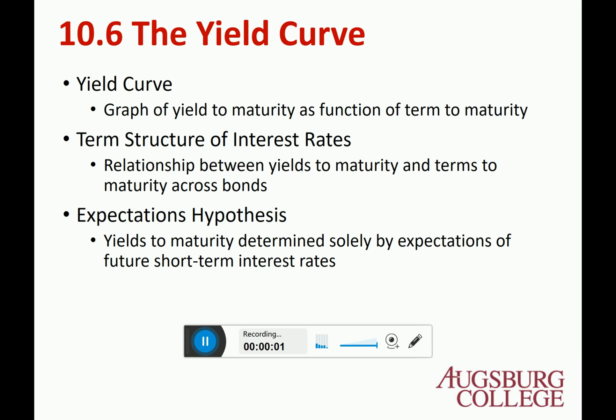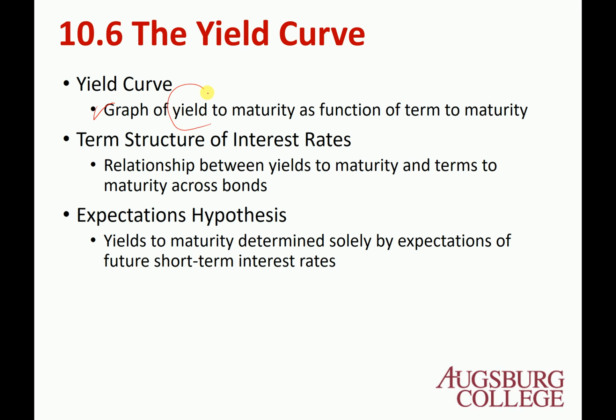Now let's talk about the yield curve. The yield curve is the graph of the yield. Yield is the return, right? So it is the yield to maturity, YTM, as a function of the terms to maturity. So there's a curve. The x-axis is the time to maturity, and the y-axis is yield.